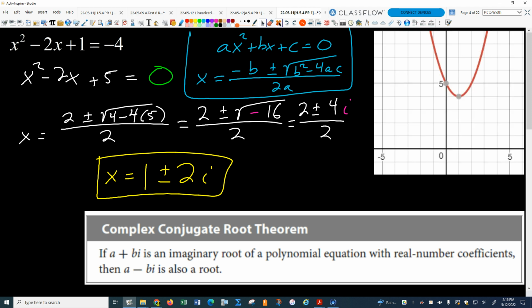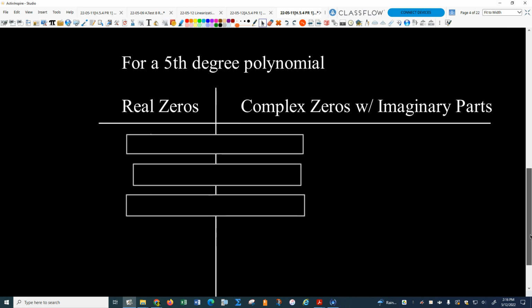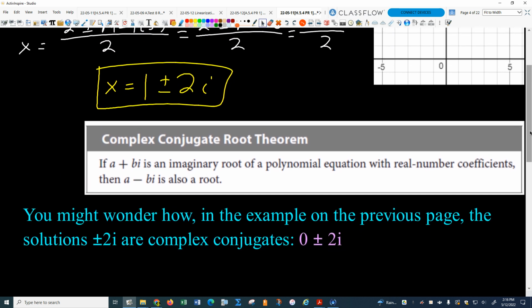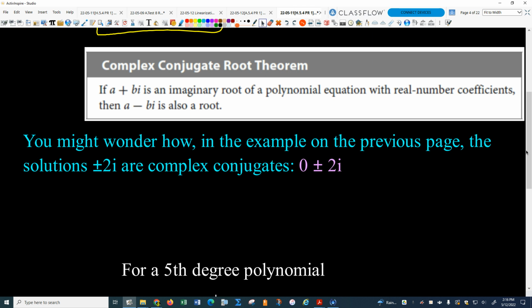And the parabola opens up, so the vertex has to be above the x-axis, right? Okay, one other thing I'll just mention. In that last example, I told you that imaginary solutions always come in complex conjugate pairs. Well, in the last example, we got the solutions plus or minus 2i. That doesn't look like a complex conjugate pair immediately, but if you think about it, it is.